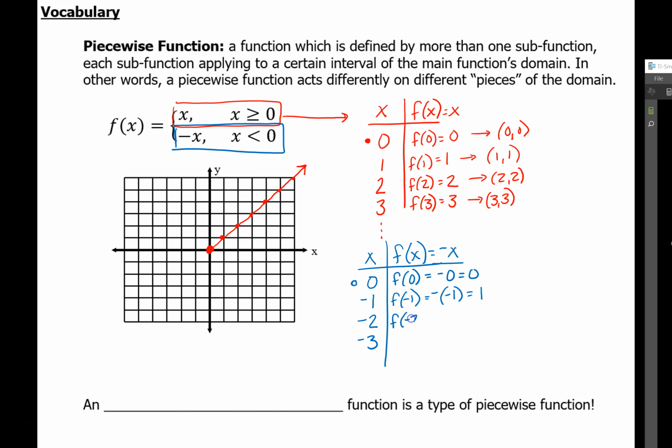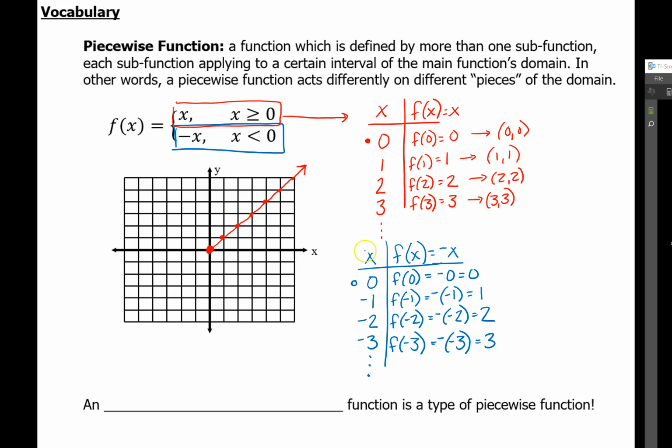When I do f of -2, that's going to give me -(-2), or just +2. And when I do f of -3, it's going to give me -(-3), which is positive 3. And again, these would keep going as my x's decrease in value, so I get further away from 0 to the negative infinity side. So if I graph these ordered pairs, (0, 0), (-1, 1), (-2, 2), and (-3, 3), let's see what that looks like.